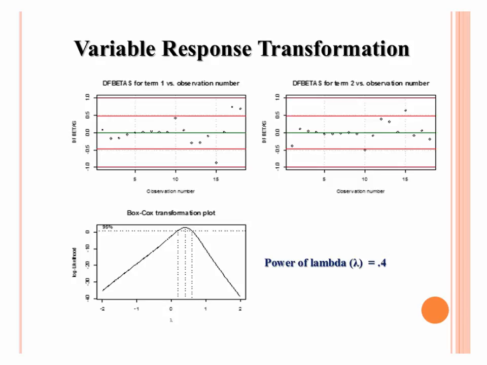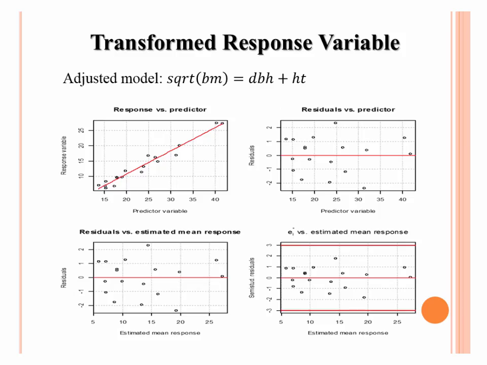0.4 is very close to 0.5. 0.5 is the square root. For this reason, we transform the response variable to the square root. And after that, we got a very nice plot for linearity, as it was.